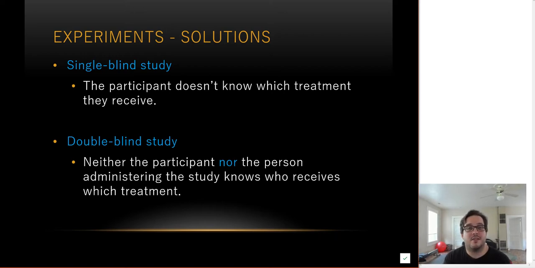A double-blind study is when neither the participant nor the person administering the study, so the experimenter, the person who maybe is giving the drug, or in the case of my PowerPoint experiment, the person giving the presentation, the person teaching the students the biology lesson, knows who's receiving the treatment. This is what I should have done for my study.